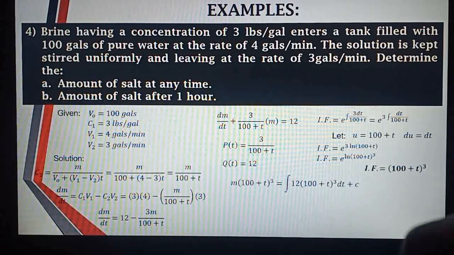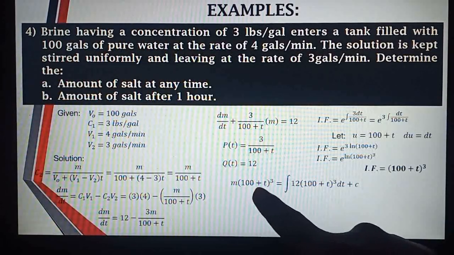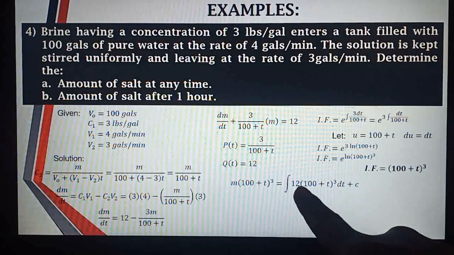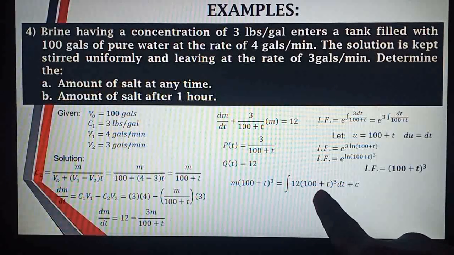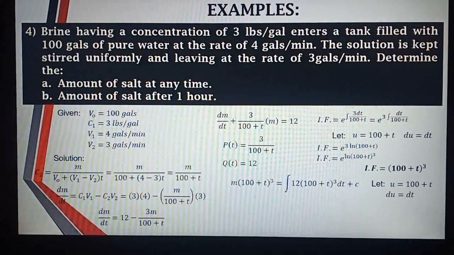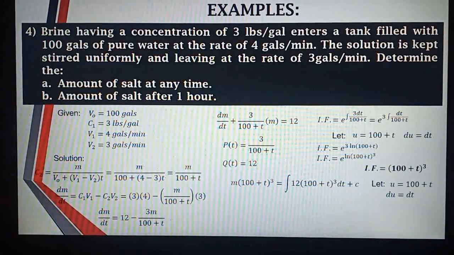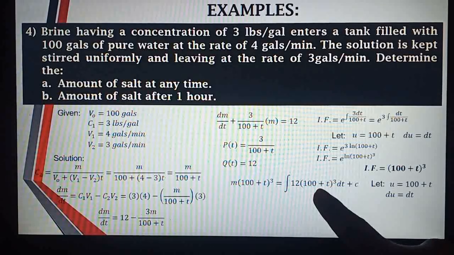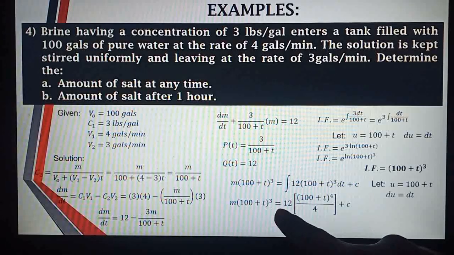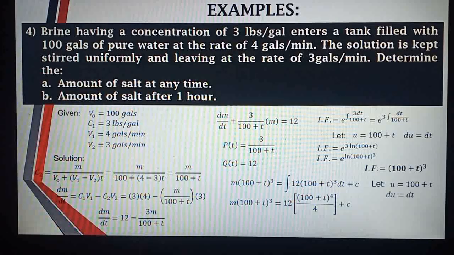Since we have dm over dt, we will now have m multiplied by the integrating factor, which is (100 plus t) cubed, equated to the integral of our q of t, which is 12, multiplied by the integrating factor (100 plus t) cubed dt plus c. Now, evaluating this by letting u as 100 plus t, then du is equal to dt. This falls under the power formula. So you will now have m multiplied by (100 plus t) cubed equated to 12 multiplied by (100 plus t) raised to 4 over 4 plus c.